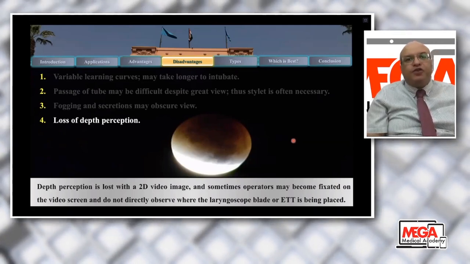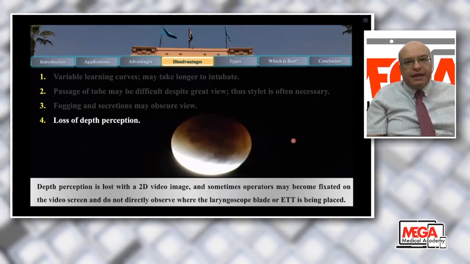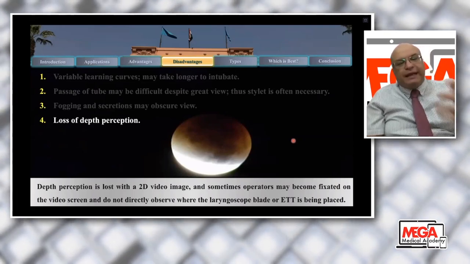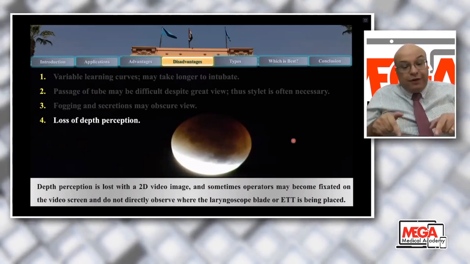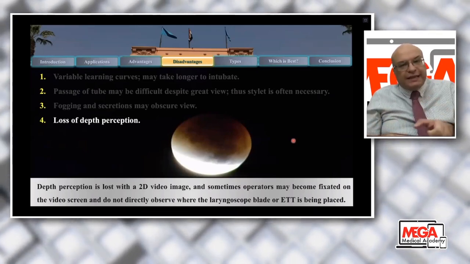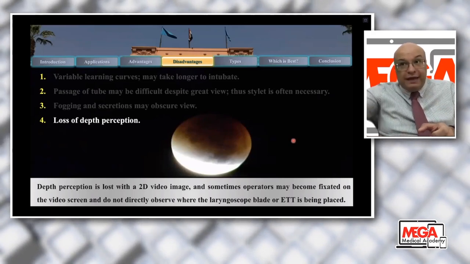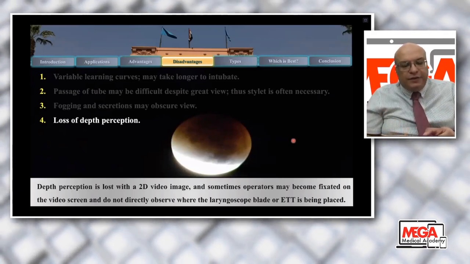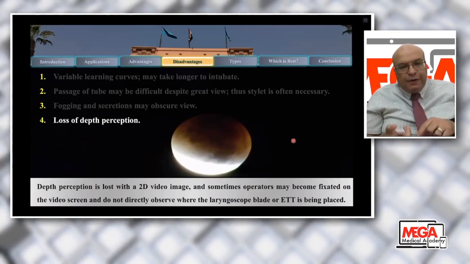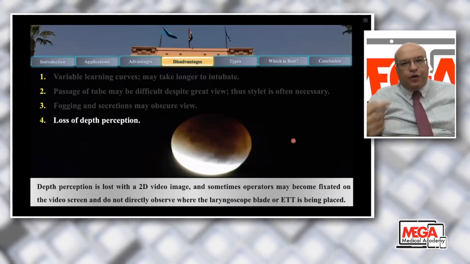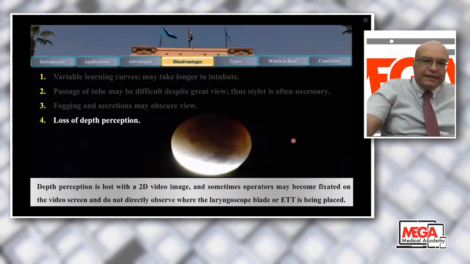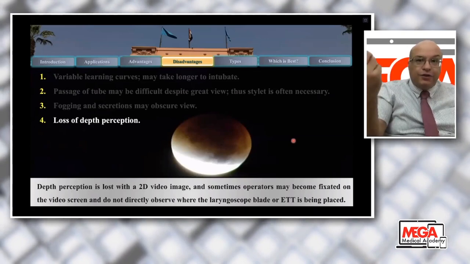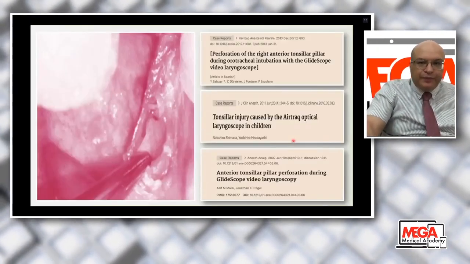This is why we usually have four golden steps in using any video laryngoscope, particularly the curved blade laryngoscopes. You have to first look into the mouth while introducing the tip of the scope, then look at the screen for the glottic image, and then introduce the tube while looking into the mouth to avoid injury of the lingual nerve or pillars or soft tissue by the tip of the tube. And the last step is to look at the screen to direct your tube to the glottic opening.